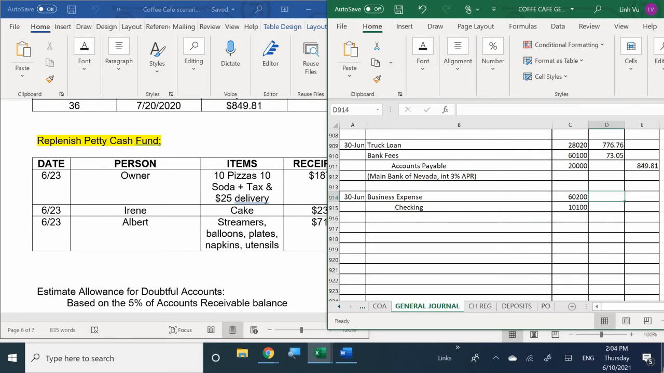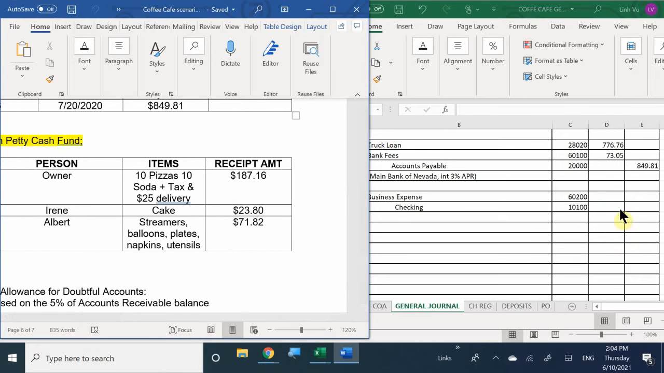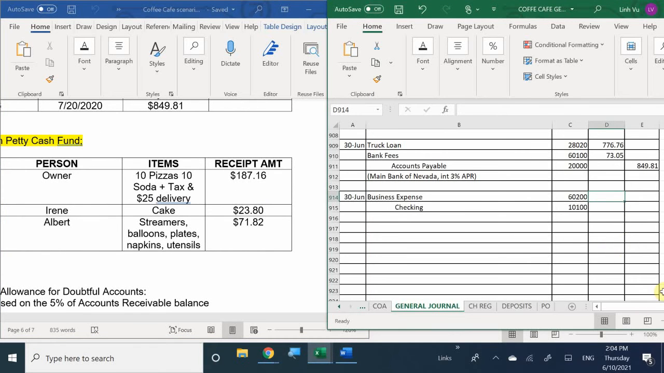Okay. So good. If we do the calculations, we add up our total amount in the petty cash fund that we have receipts for. 187.16, plus $23.80 for the cake, plus $71.82 for the party supplies, gives me a grand total of $282.78.